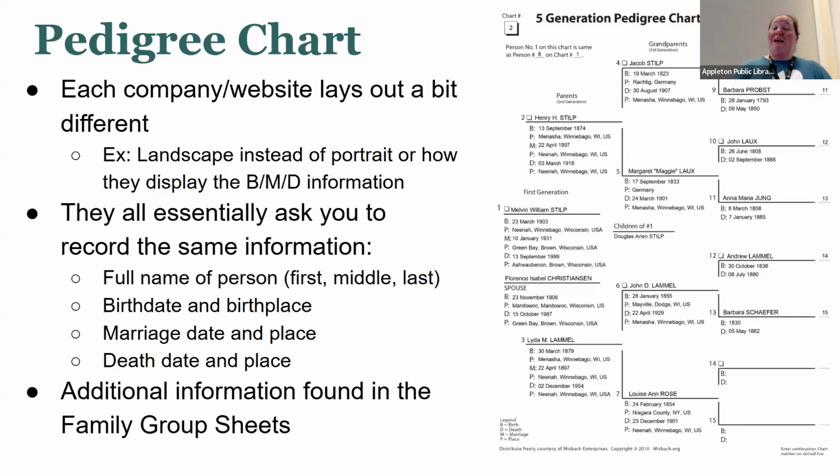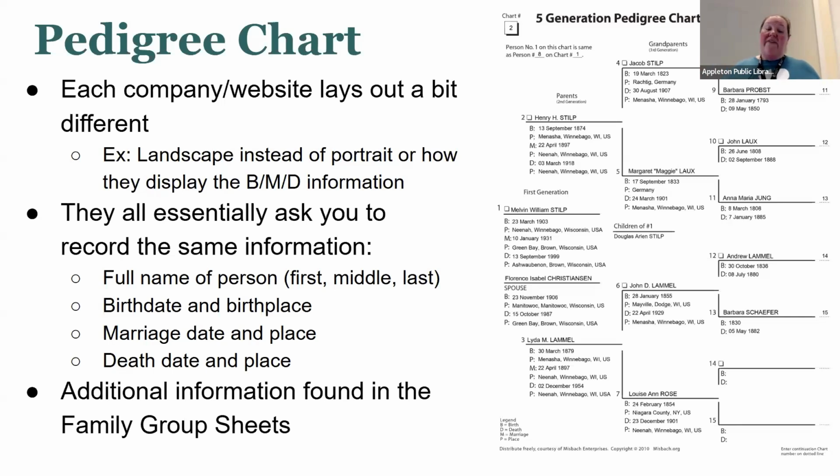So you're going to want to record the name of that person, their first, middle, and last name, their birth date and birthplace, their marriage date and marriage place, and death date and death place. And if you don't know that stuff, again, in March, we're going to dive into birth and death records and marriage and divorce records. So you'll be able to figure out how to fill in some of those blanks.